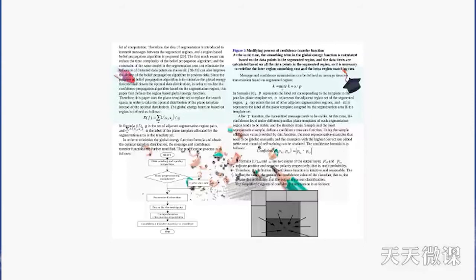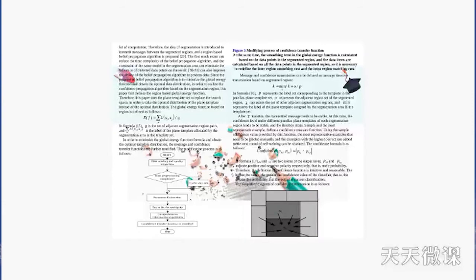Since the purpose of belief propagation algorithm is to minimize the global energy function and obtain the optimal data distribution, in order to realize the confidence propagation algorithm based on the segmentation region, this paper first defines the region-based global energy function. Therefore, this paper uses the plane template set to replace the search space. In order to take the optimal distribution of the plane template instead of the optimal distribution, the global energy function based on region is defined as follows.